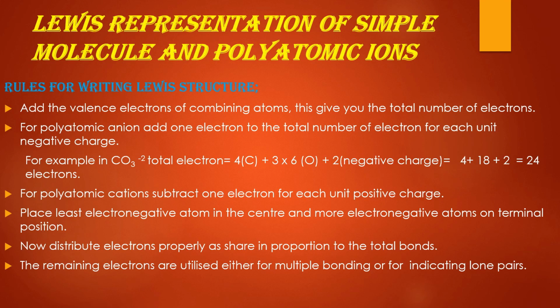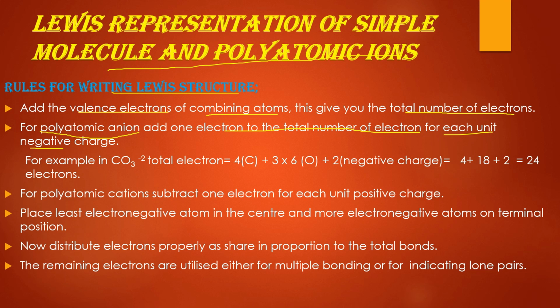Now the next topic is Lewis representation of simple molecules and polyatomic ions. Now there are some rules for writing Lewis structure. So let us discuss the rules. First of all, add the valence electrons of the combining atoms. This gives you the total number of electrons available for bonding. Now, for a polyatomic anion, add 1 electron to the total number of electrons for each unit negative charge. Suppose there is 1 unit negative charge, so you add 1 electron. If 2 unit negative charges are there, you add 2 electrons.